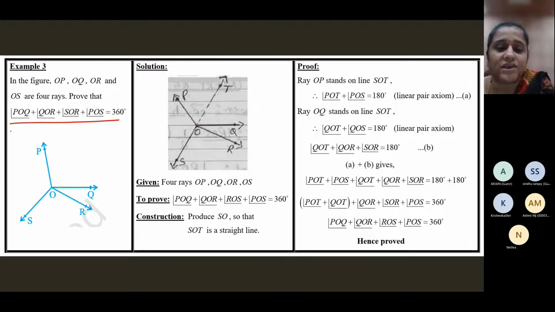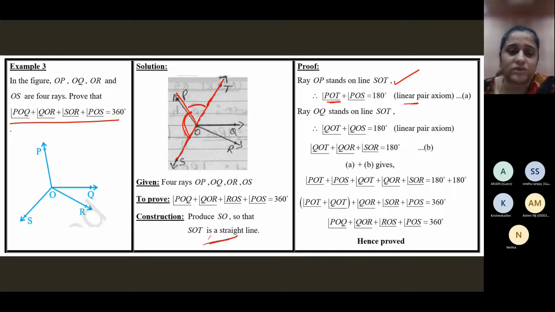All right, children. So here I've produced SO backwards to a point T, so that SOT is a straight line. That's a construction. And then if SOT is a straight line, ray OP stands on line SOT. So this angle plus this angle, that is, this is POT, this is POS. POT plus POS is equal to 180, linear pair axiom.